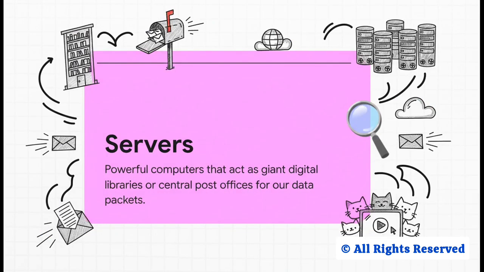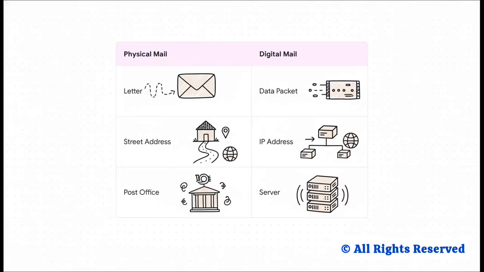Well, they're going to a server. And servers, you can just think of them as these super powerful computers that are basically the internet's giant libraries or central post offices. They store websites, they get your emails, and yep, they hold all those cat videos you've been watching. So, check this out. This makes the whole analogy super clear. A physical letter? That's your data packet. A street address? That's the IP address. And the post office? That's the server. It's really the exact same system, just operating on a global scale at a speed that's almost impossible to imagine.